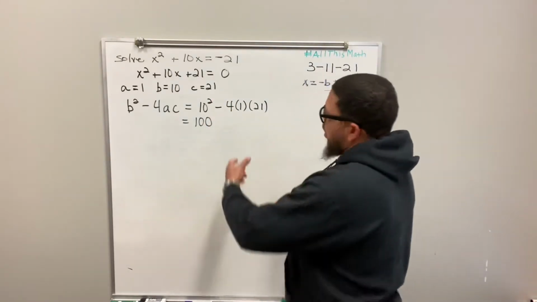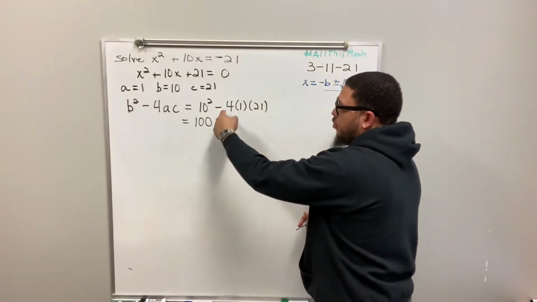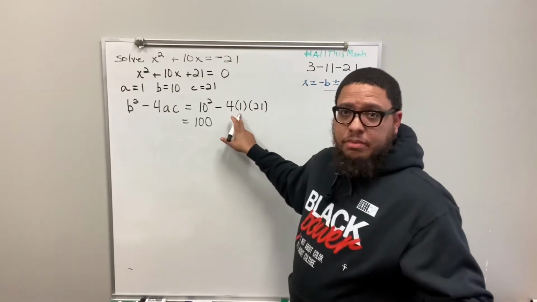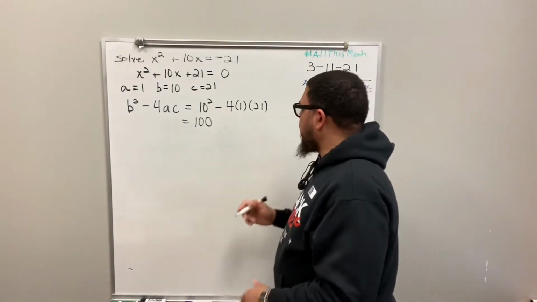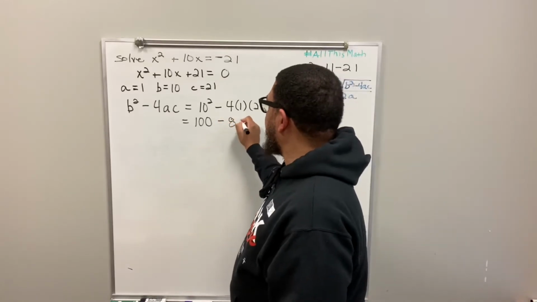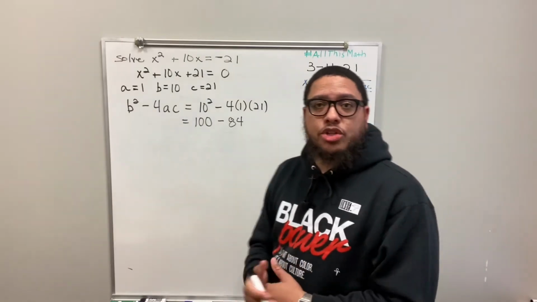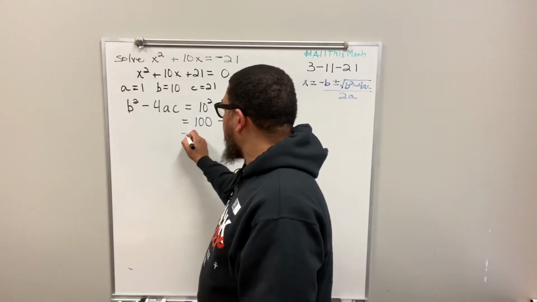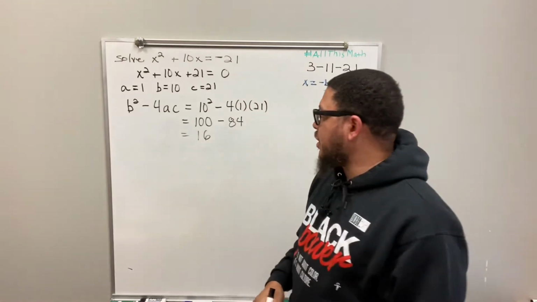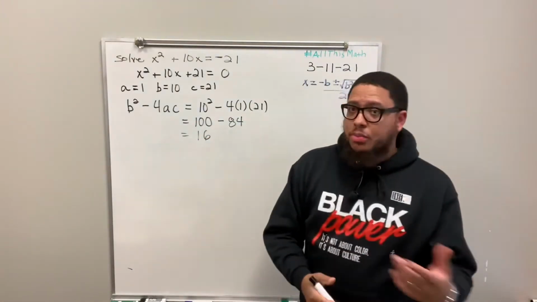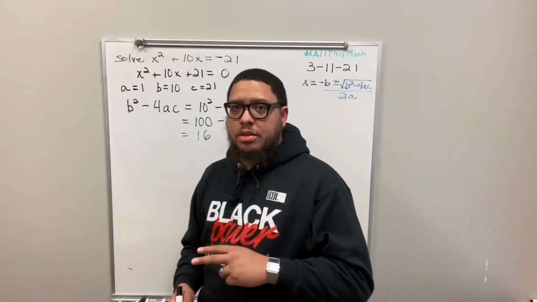Then over here, I got negative 4, because that minus sign represents a negative. So I got negative 4 times 1 times 21, which is negative 4 times 21, which is minus 84. Now, all I got left is subtraction. I got to do 100 minus 84, right? 100 minus 84 is going to give me 16, right? 100 minus 84 gives me 16. 16 is my discriminant. So because my discriminant is a positive number, that tells me I'm going to have 2 real number solutions.